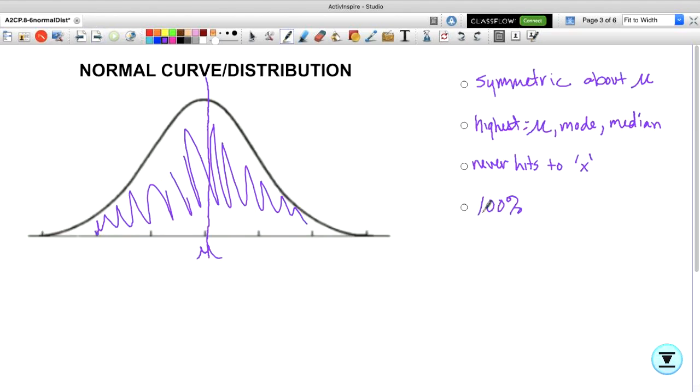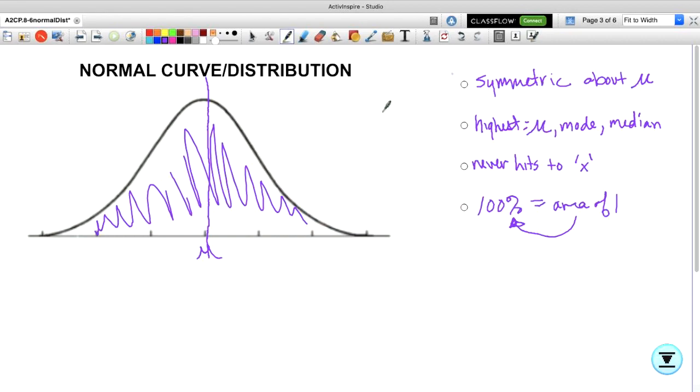So the way we can write that is underneath the curve represents 100%, which also equals an area of 1. An area is often related to percentages, okay? As we're going to kind of look at a little bit with some of the problems today.